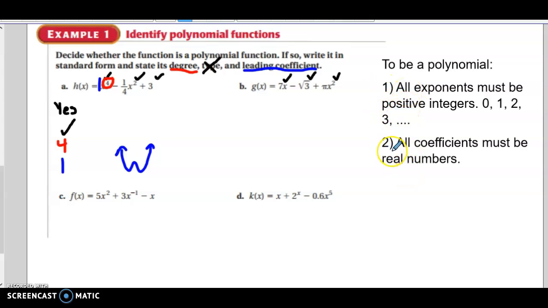Now let's look at requirement 2. All coefficients must be real numbers. So 7, that's real. Negative root 3, that's real. It's weird, but it's real. Pi, even weirder, but it's still real.